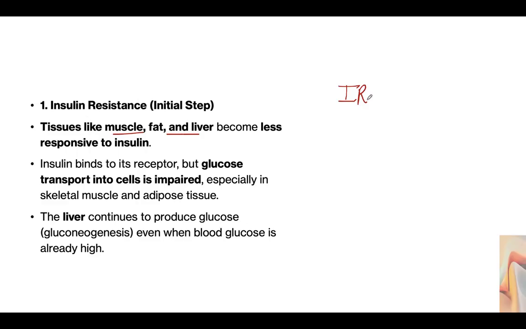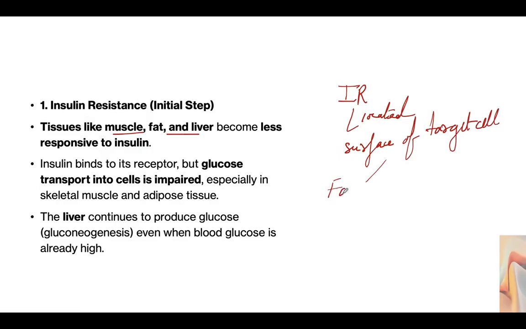And they basically, insulin receptors, they are located where? Now these insulin receptors, they are located on the surface of the target cell. Okay, so surface of the fat, surface of the liver, and the surface of the muscles.